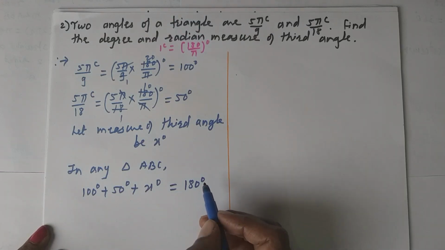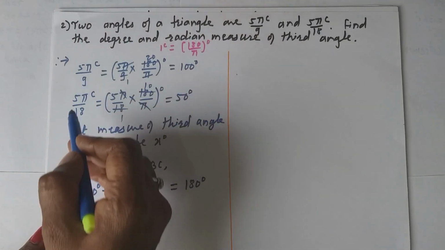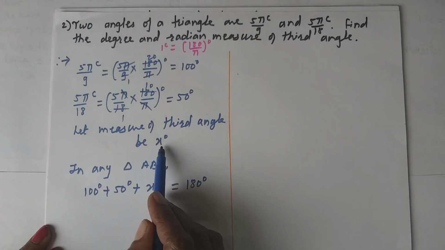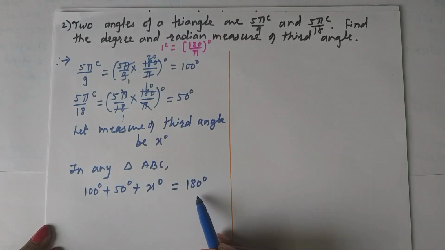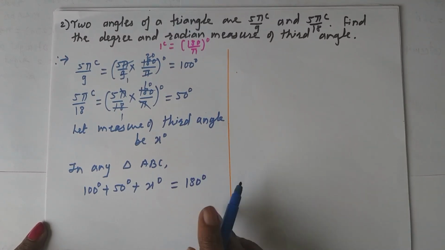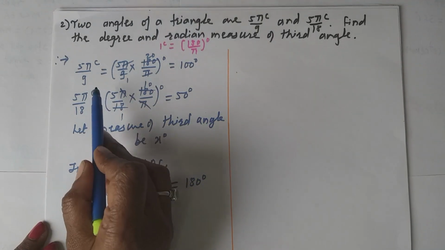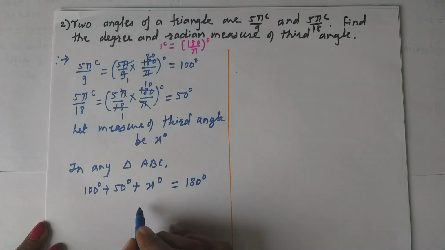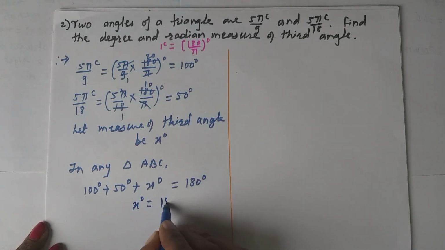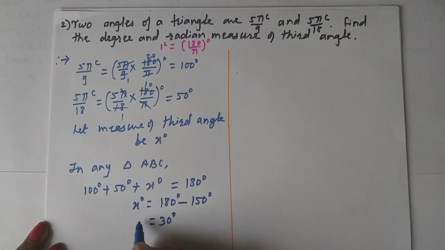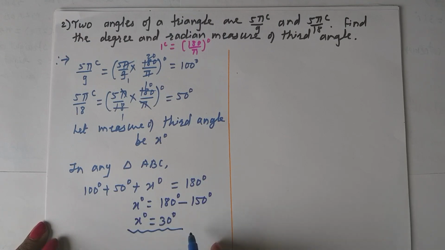Now see here, if we keep these angles as they are in radians, that is 5 pi by 9 and 5 pi by 18, then you have to suppose the third angle also in radians, and here instead of 180 degree you write down pi radians. But some students may find it difficult to find the LCM of angles. Therefore, I have converted these angles first into degree and I am using this degree measure. Now, what will be this x degree? That will be 180 minus 150. I will get here the third angle in degree, that is 30 degree.